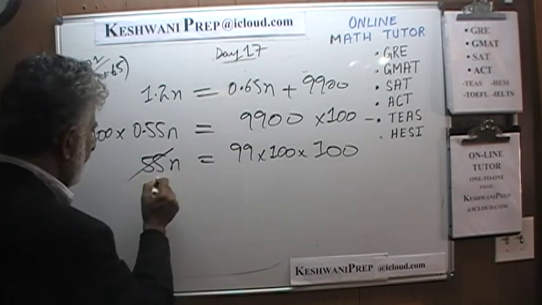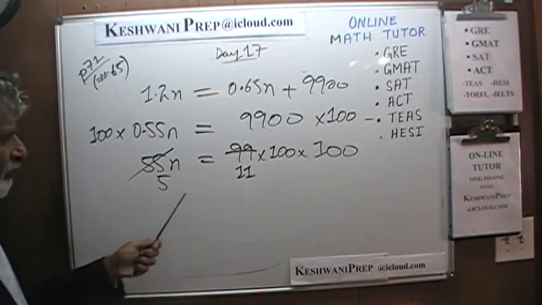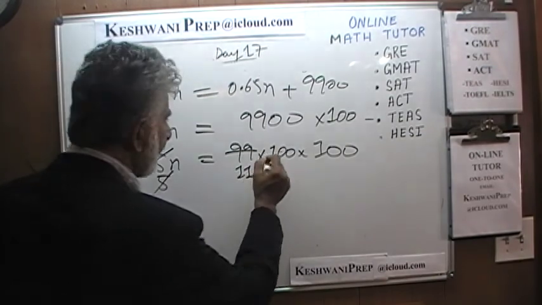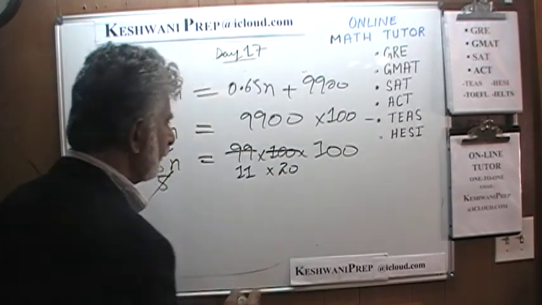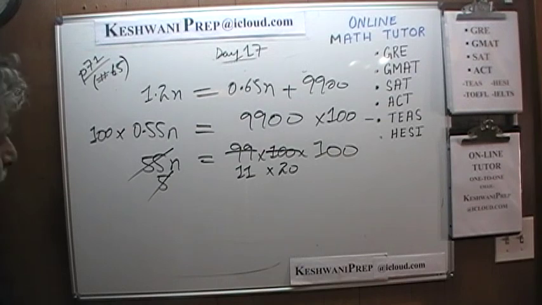If you divide both sides by 11, this becomes 5 and this becomes 11. Oh, this is too simple. And now we have a 5 and we have 100. Let's divide both sides by 5 and this becomes 20. And that's all there is. But that is not the answer I have here. I'm getting something very different.